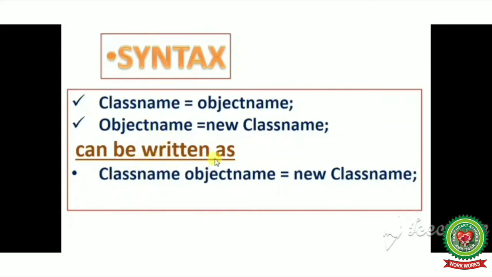It can also be written in one line: class name object name is equal to new class name. Means firstly we will create an object name that is of the same type as the class name, and then with the new operator we will provide space in the memory.